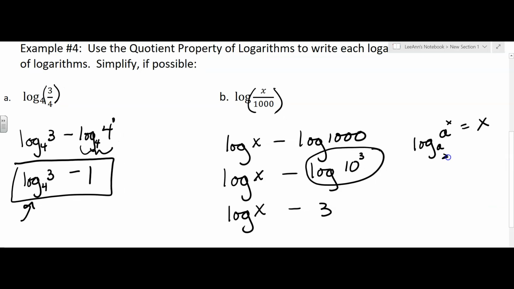So if the base here on the logarithm is the same as the base in the argument, it just equals the exponent. And because this is a common log, we don't write the 10, but there's a 10 right there. Okay? All right. So this was the answer.